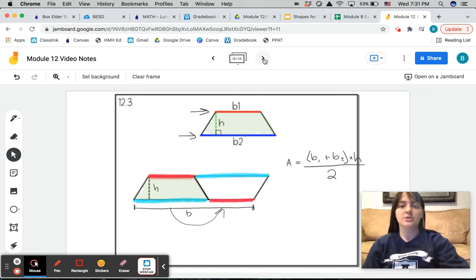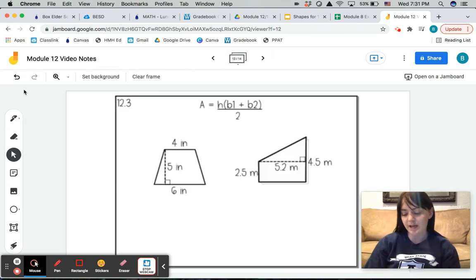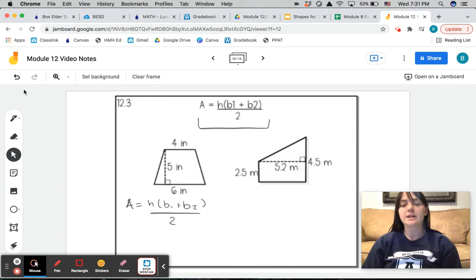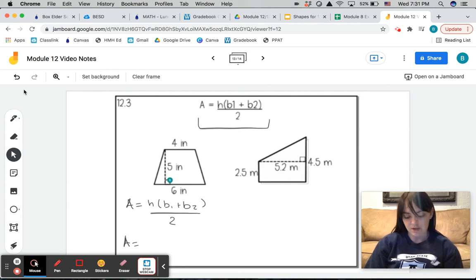Okay, so really quickly, let's do some practice problems. We have our formula here, and we're going to practice this with two trapezoids. The first thing you're going to do is write the formula: H times B1 plus B2, all over 2. Then we're going to substitute all of our numbers in. A equals. Now our H is our height, which is that dotted line that's a 90-degree angle from the base. So that's 5.